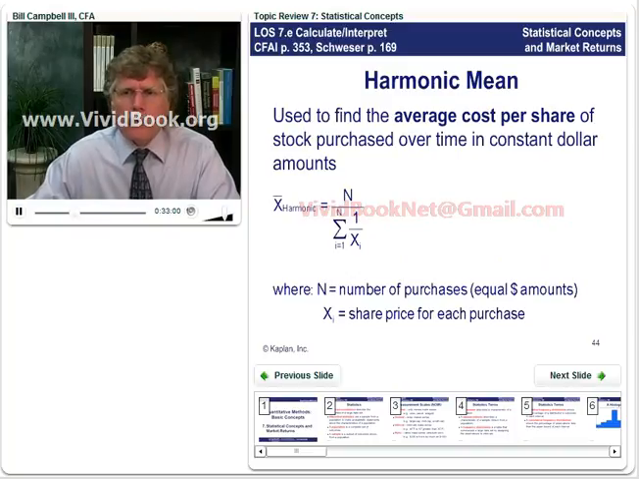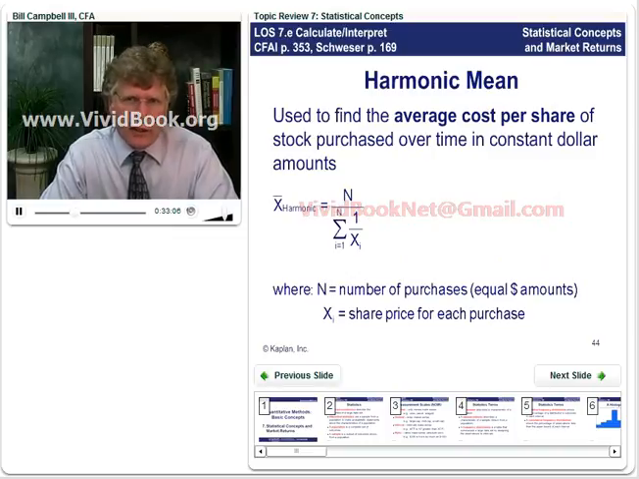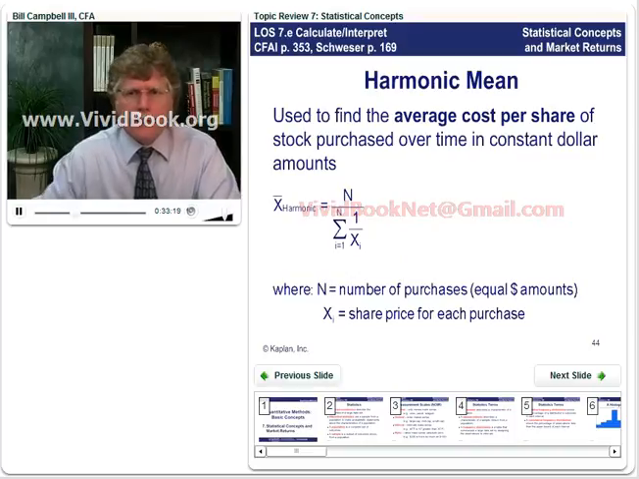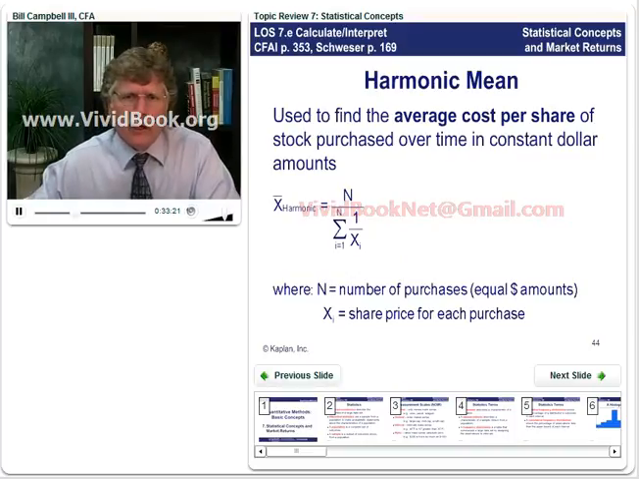All right, one more kind of a mean, because you knew we hadn't quite had enough means yet. We got one more for you. This is called the harmonic mean. The way that we commonly use the harmonic mean in finance is to calculate the average cost per share of stock purchased over time. Now notice what it says. I'm going to underline this. In constant dollar, I'm terrible at underlining, in constant dollar amounts here.